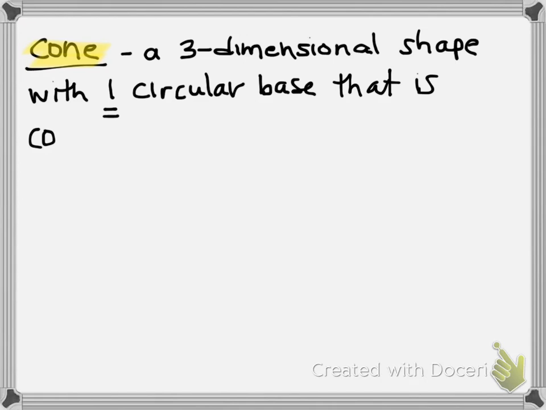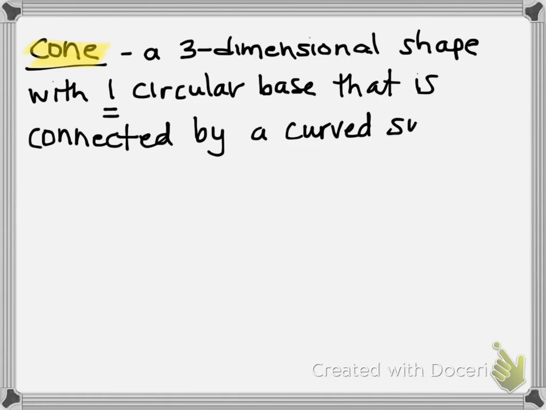Okay, and in a sense he's right, but what are the sides of a cylinder actually? What do we describe the sides as? What goes around the center? Are they straight? Are they rectangles? We said they were curved. Well, that's the same thing with a cone. It's curved too. So the circular base is connected by a curved surface to a single point, and that point is called a vertex.